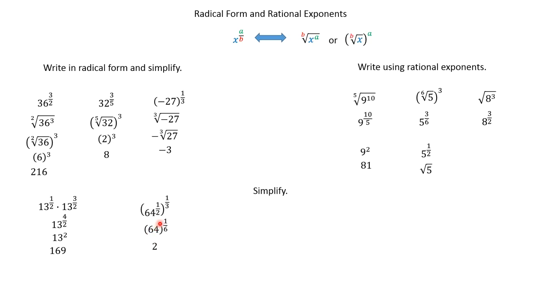Another way you could have done this is 64 to the 1/2. That's the square root of 64. That's 8. And the cube root of 8 is 2. So you could have simplified that either way, and it actually would have worked out pretty easily.